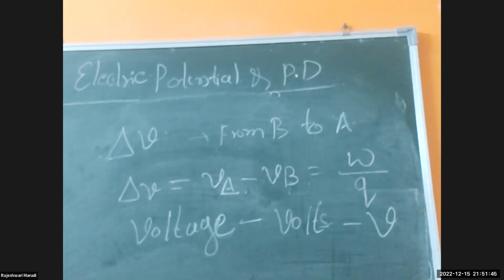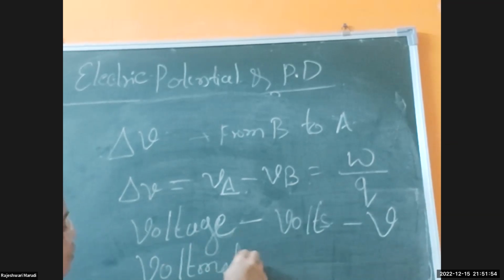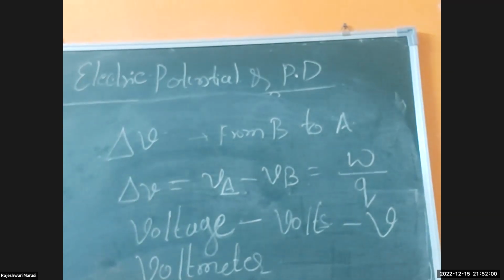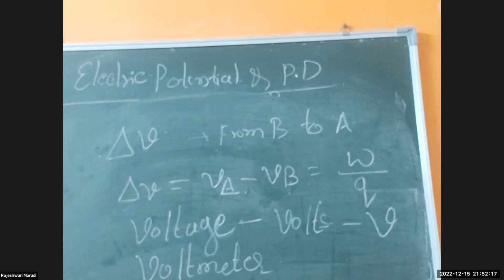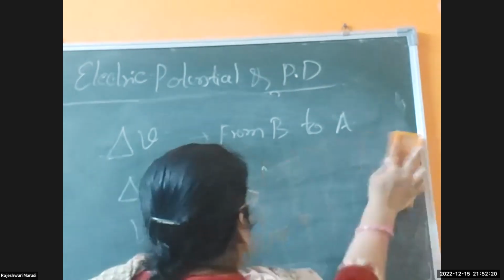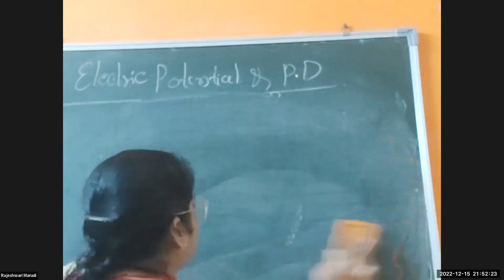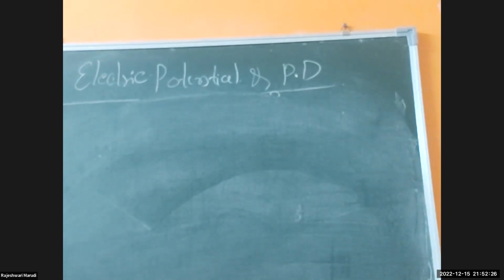Understood? So, to measure the electric potential, what is the device used? It is called a voltmeter. To measure the potential difference across any two ends of a conductor or a wire, the device used is called a voltmeter. To measure the electric current, which device was used? Ammeter. To measure the current, we use an ammeter. To measure the potential difference, we use the voltmeter.